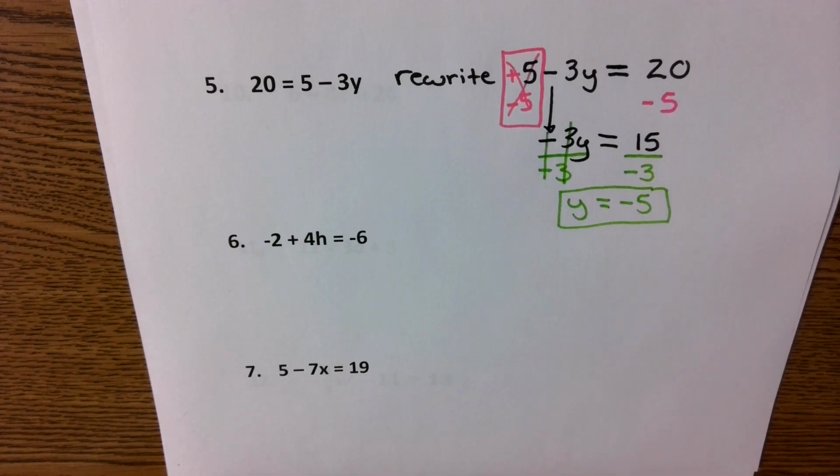So again, you're just focusing on doing your inverse to your constant. Inverse to the constant is always either addition or subtraction. Then you do the inverse to the number that is physically attached to the variable. You're either going to multiply or divide.